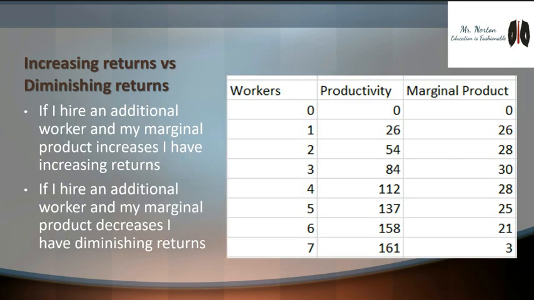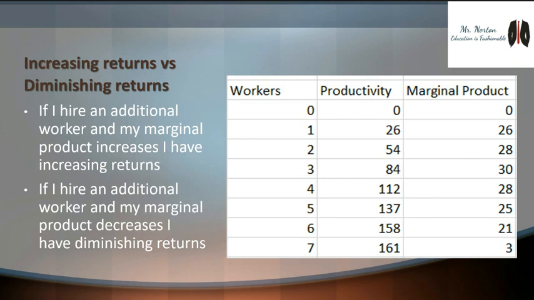And we're going to talk about some terms here called increasing returns versus diminishing returns. If I hire an additional worker and my marginal product increases, I have what's called increasing returns. And if I hire an additional worker and my marginal product decreases, I have diminishing returns. That means I'm actually making less than I did before.